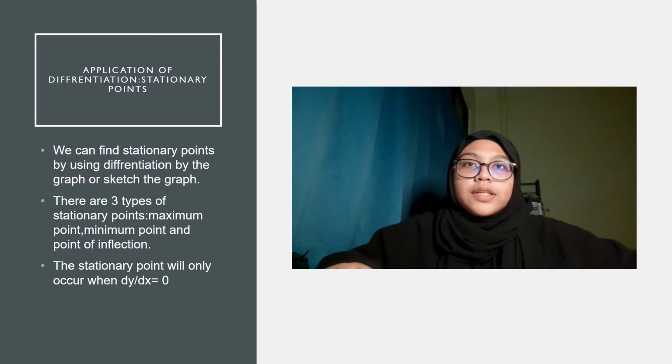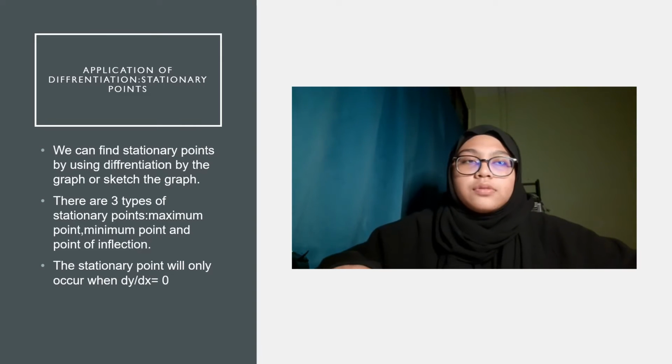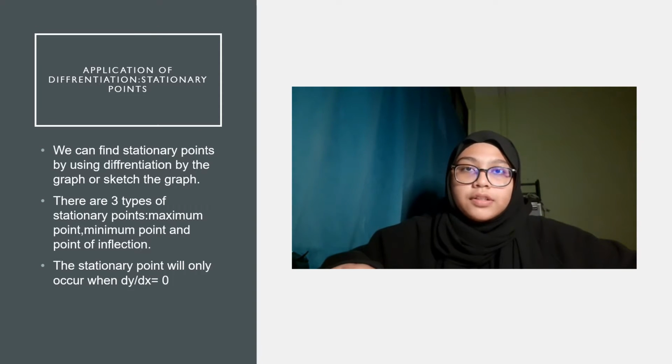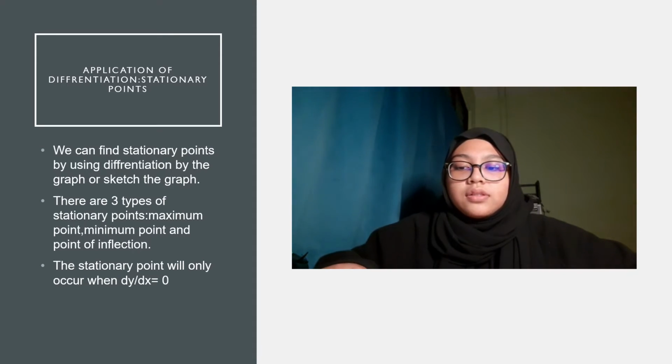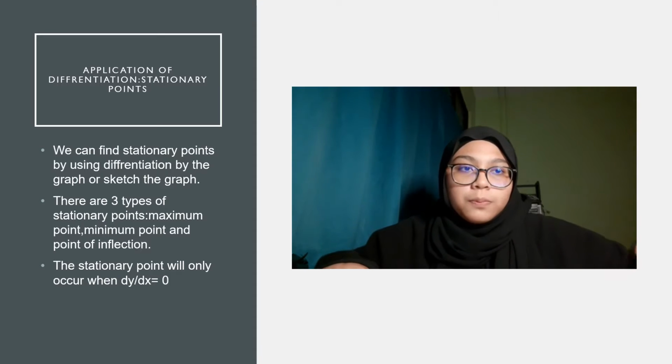So I will explain about the application of differentiation, stationary points. The first one, we can find stationary points by using differentiation, by the graph or by sketching the graph. The second one is there are three types of stationary points, which are maximum point, minimum point, and point of inflection. And the last one is the stationary points will only occur when dy/dx equals 0.